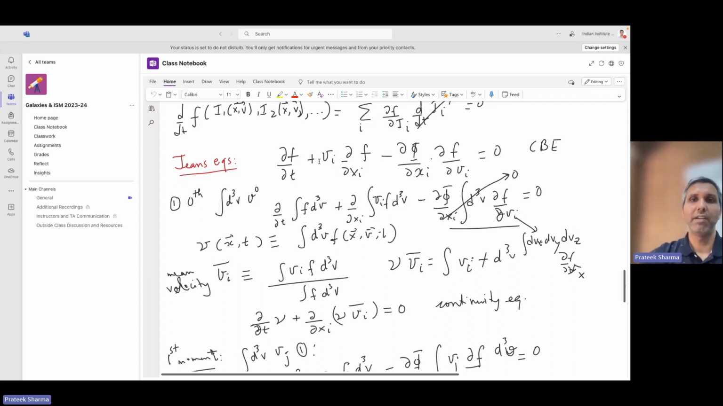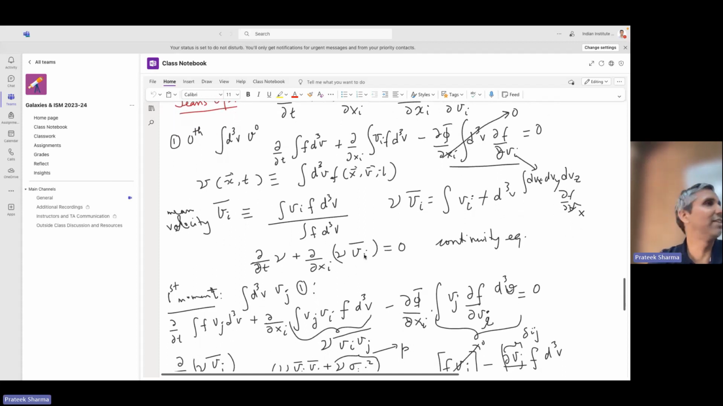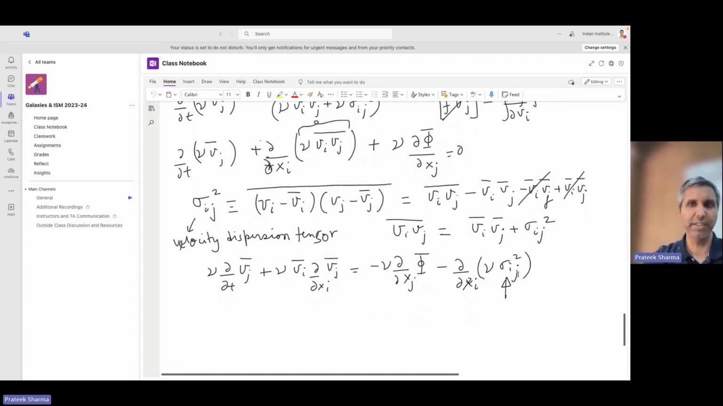Then we started with the collisionless Boltzmann equation and took its moments. The collisionless Boltzmann equation describes f, a probability distribution in the 6-dimensional phase space, x comma p or x comma v. But a lot of times we are not interested in the full 6-dimensional information. If you integrate over the velocity dimensions, you get something that looks like the fluid equation. This is your mass conservation equation, in fact identical to your fluid equation. This is the 0th moment, and the first moment gives this equation, which looks very similar to your Euler equation, the momentum equation.